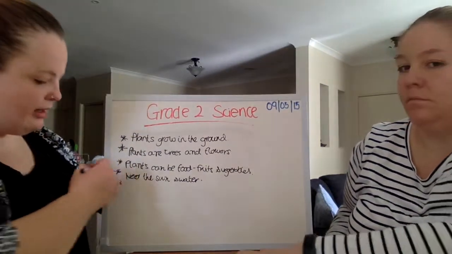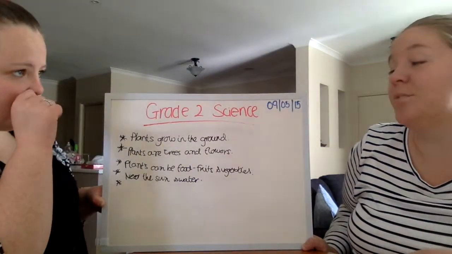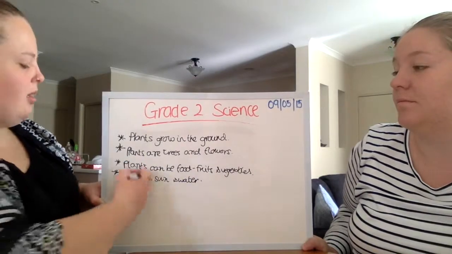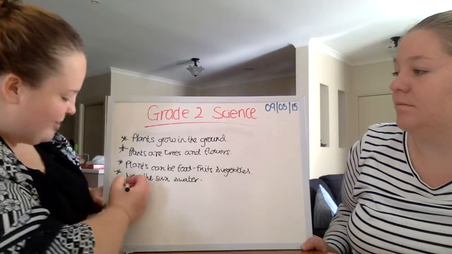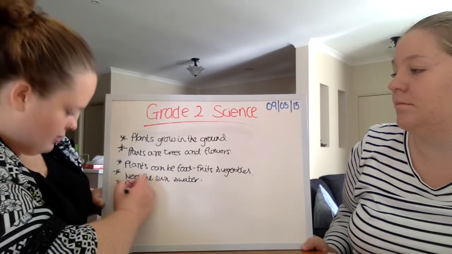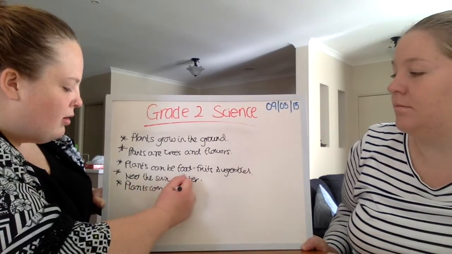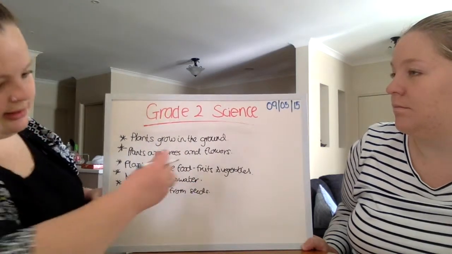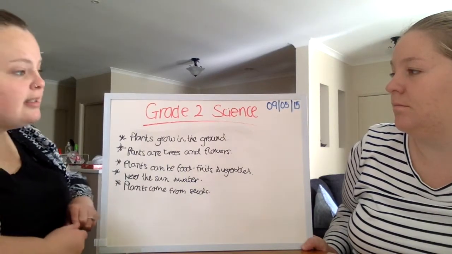And finally, I think we'll go with Megan. Plants come from seeds, not from eggs. Good point. That's right, because our butterfly came from an egg, didn't it? Yes. And now the life cycle of a plant is a bit different because it starts with a seed. Great. Okay, thanks for sharing, everyone. You've come up with some really fantastic ideas.